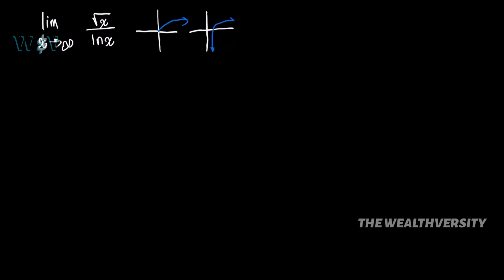The next example is the limit as x approaches infinity of square root of x divided by ln x. Let's analyze the behavior of y as x approaches infinity. For the square root of x, as x approaches infinity, y is also approaching infinity, and the same applies for ln x. This means that if we sub in a large number or infinity into x, we get an indeterminate form of infinity over infinity, so we must use L'Hopital's rule to find the actual limit.